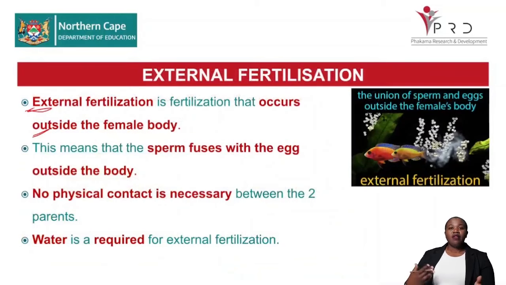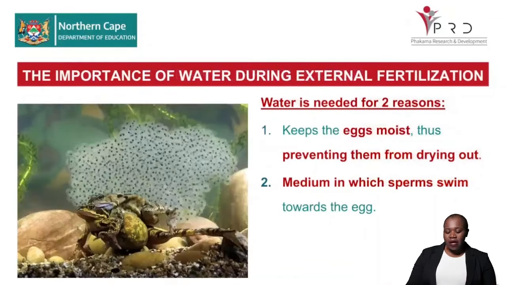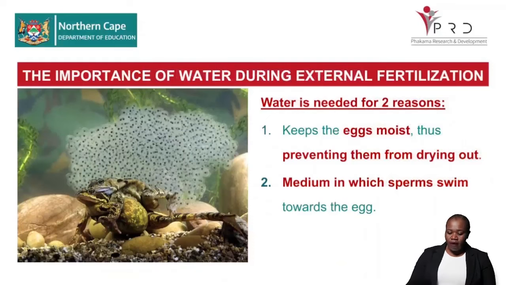So it means that the fusion of these two gametes takes place outside, and there is no need for physical contact between the two organisms. So the two parents do not need to physically be close to each other, and water is required for this. So the sperm needs to be able to swim towards the egg for fertilization to take place. So water is a requirement here. And as you can see, these type of organisms actually release a lot of sperm cells and egg cells at the same time, so that they can increase the chances of fertilization.